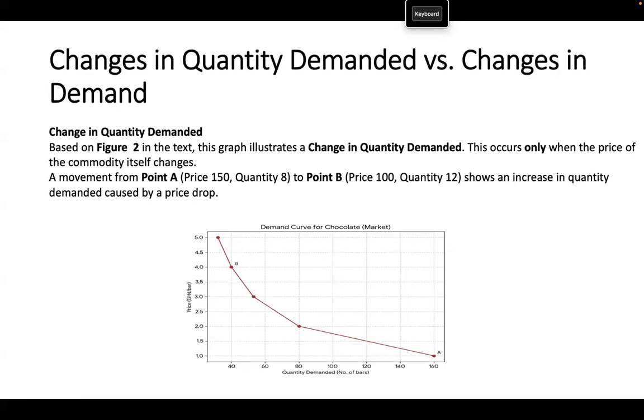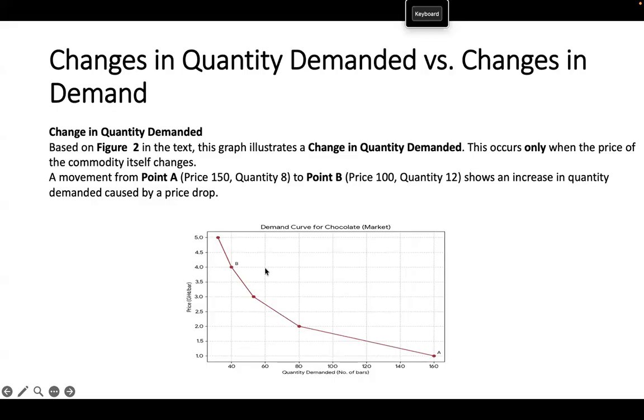Another aspect of demand and supply is changes in quantity demanded and changes in demand. So when you talk about changes in quantity demanded, this occurs only when the price of the commodity itself changes. So at the price of 5 Ghana cedis, the quantity demanded was 20. When the price fell to 4 Ghana cedis, that's at B, the quantity demanded was 40.